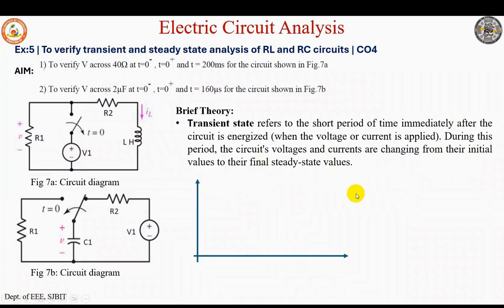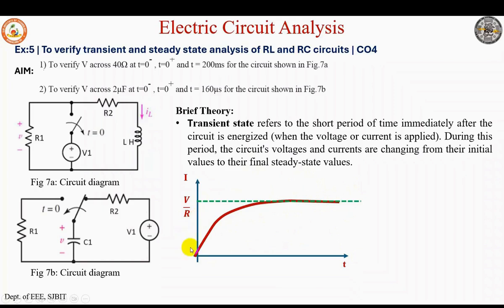So let's plot a graph with respect to time, and here let us see how the current changes through an inductance. So this is V by R, that is nothing but current. Let us say we have 1 amp of current. So this is the curve, right?